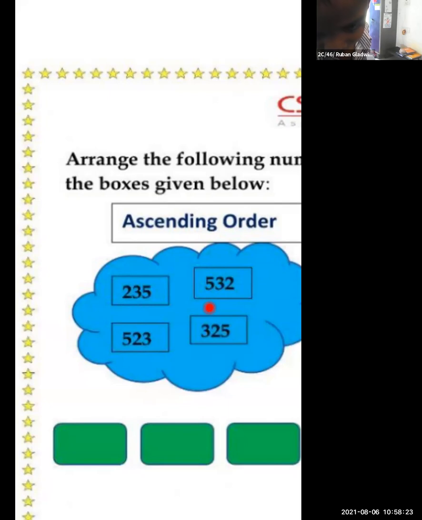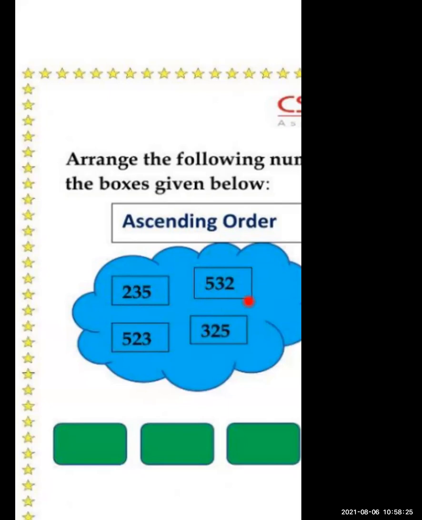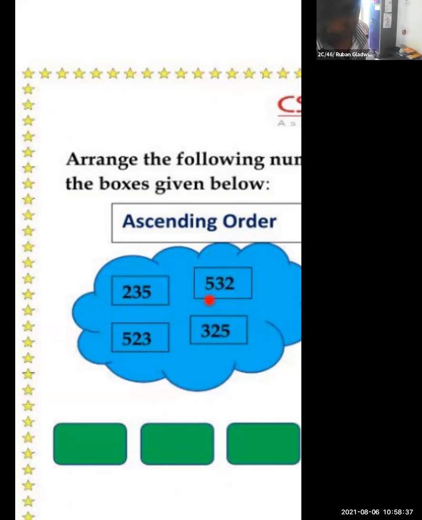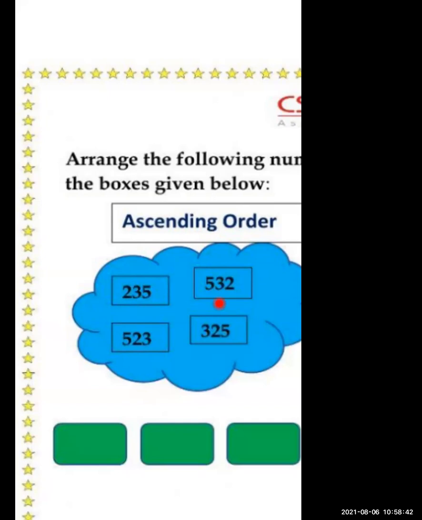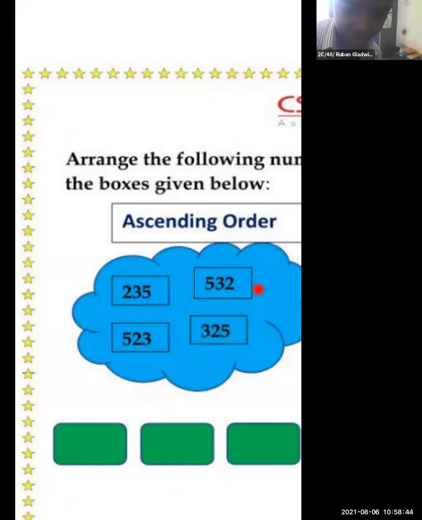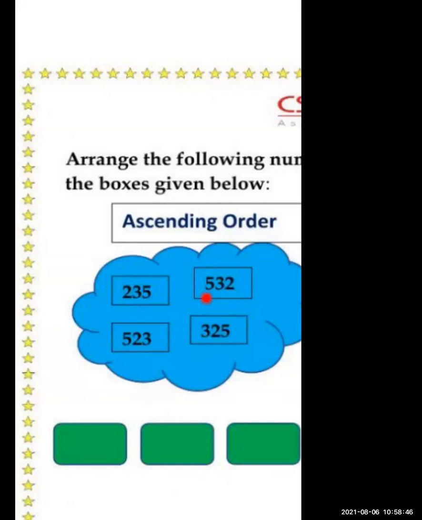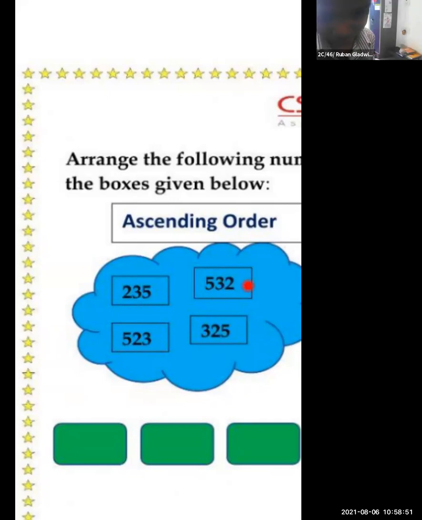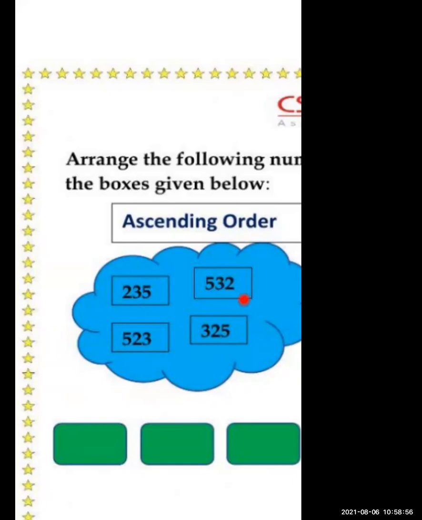5, 3, 2. So how are we going to read 5, 3, 2? These are 3-digit numbers. So how can we read the 3-digit numbers? 500, 530, 532. Yes, repeat after me. 532.